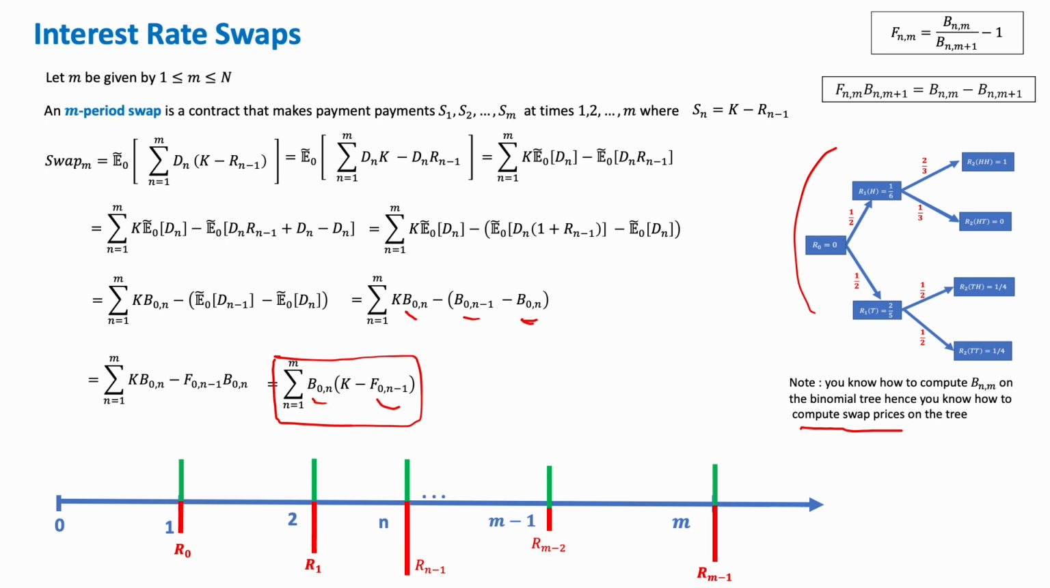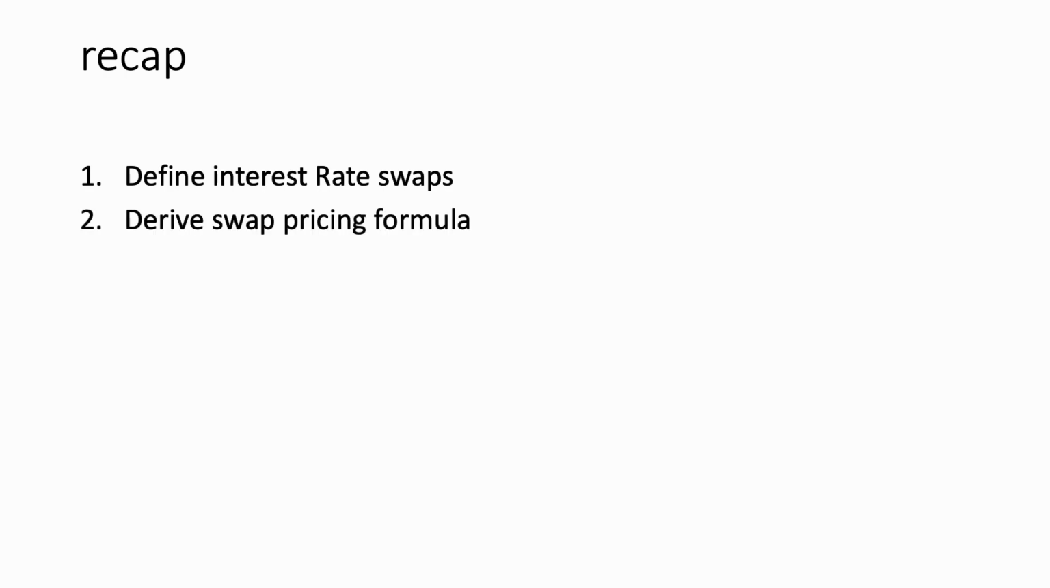All right. So thinking about what we have, let's now do the recap. What we did was simply to define interest rate swaps. And then after that, we derived the swap pricing formula. And we have shown that now we know how to price these swaps on the binomial interest rate tree model. All right. Thank you, and see you in the next video.